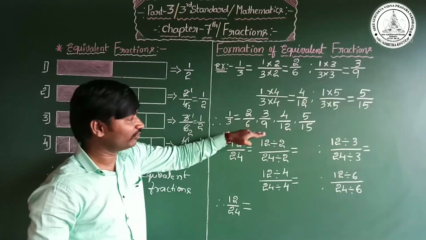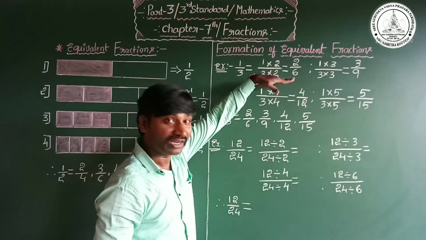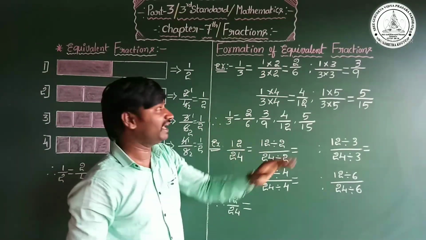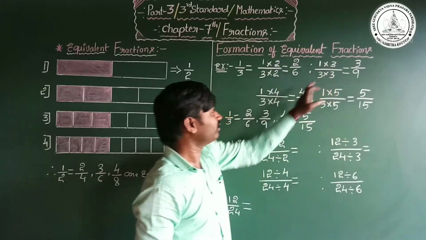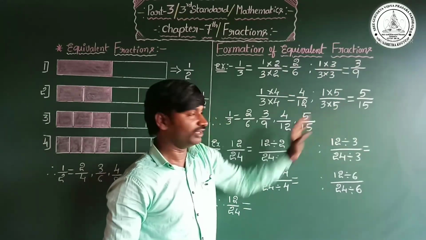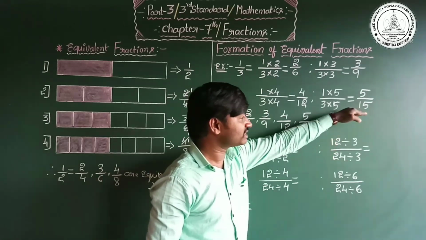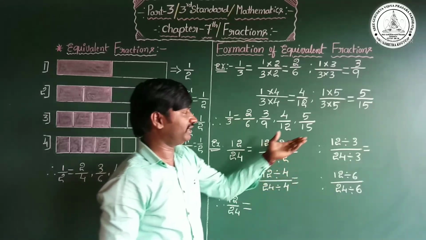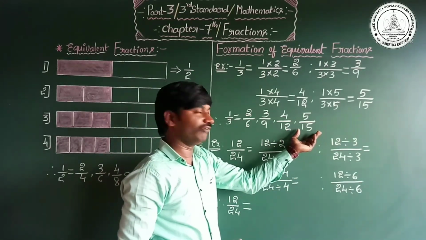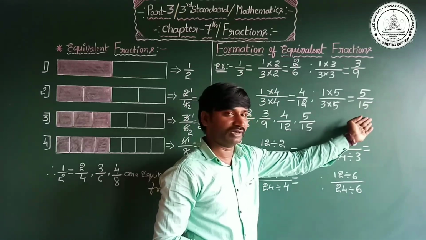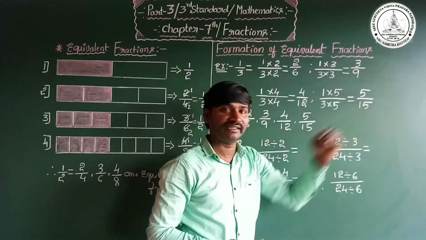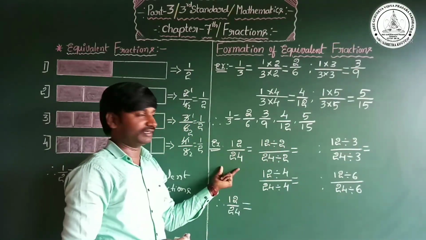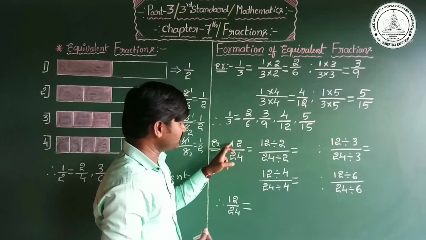How do you find equivalent fractions? You use the method of multiplying the numerator and denominator by the same number. You take the same number, 2 by 2, 3 by 3, 4 by 4, 5 by 5. If you want more, you multiply by 6 by 6, 7 by 7, 8 by 8. You can take as many numbers as you like. To get more equivalent fractions, you multiply the numerator and denominator by the same numbers. Understood, dear student?